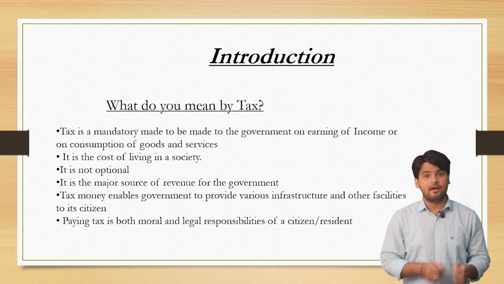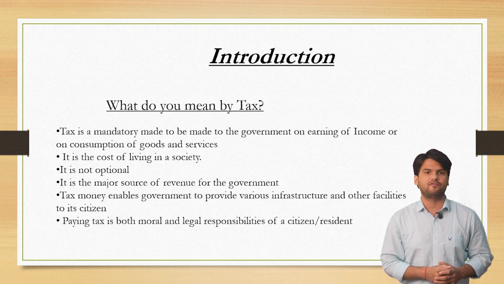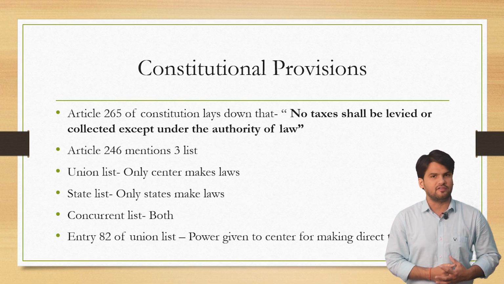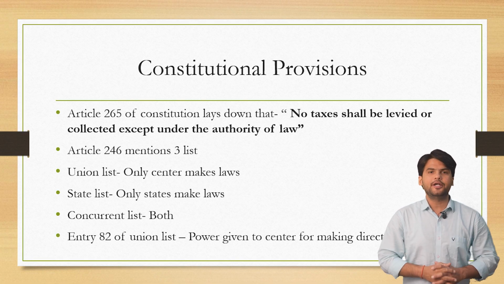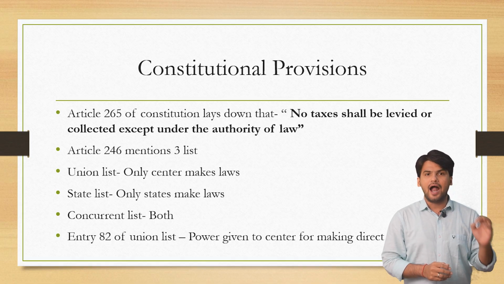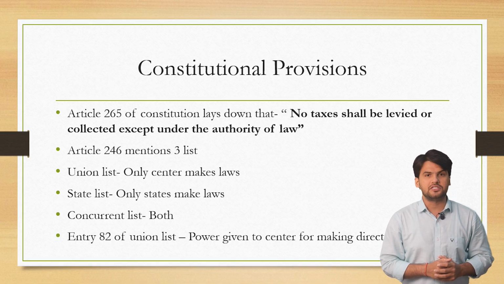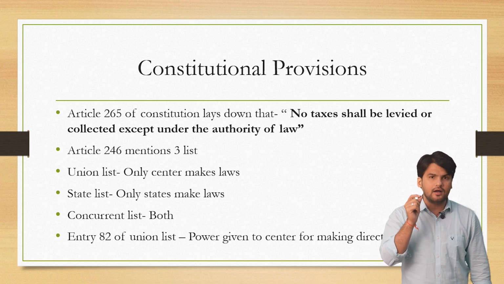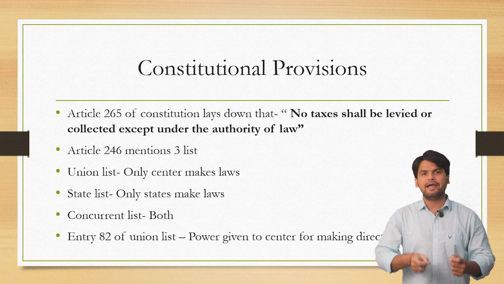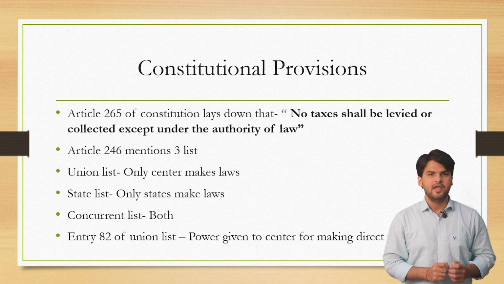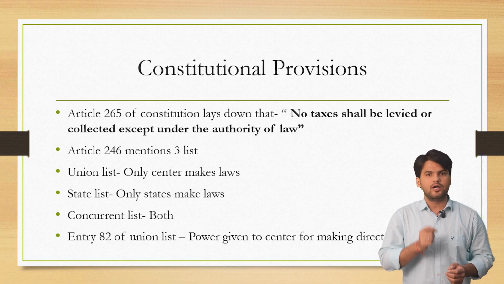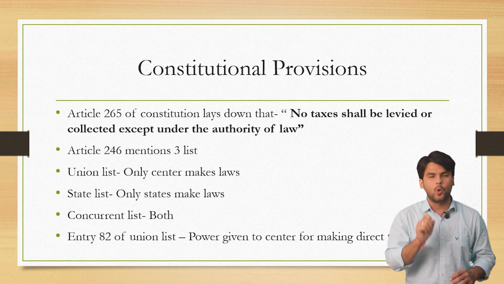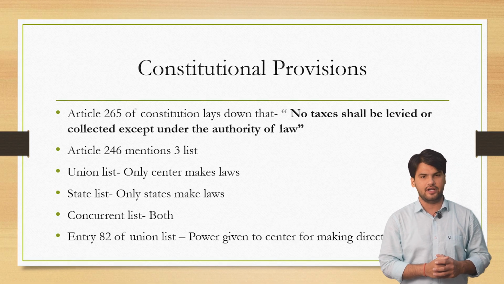Now someone might have a question: sir, how can the government levy tax on us? What gave the government the right to levy the tax and collect it from us? For that, you need to refer to the Constitution of the country. Article 265 of the Constitution says that no government shall levy tax on the citizens of the country except under the authority of law. It means that only if the government has the power to levy taxes given in the Constitution can taxes be levied.